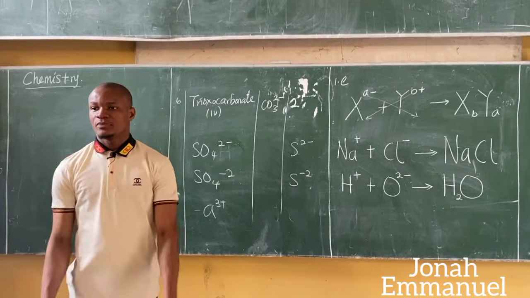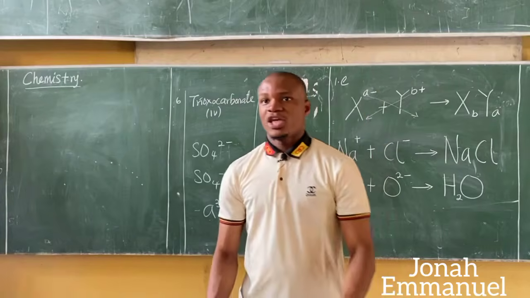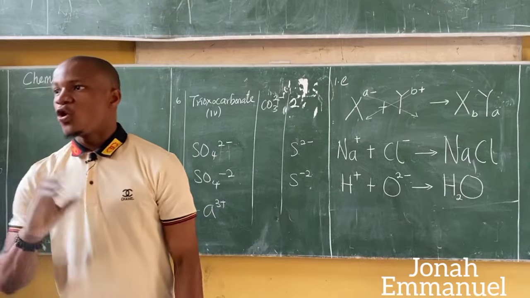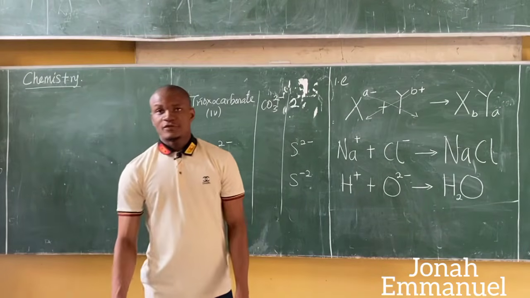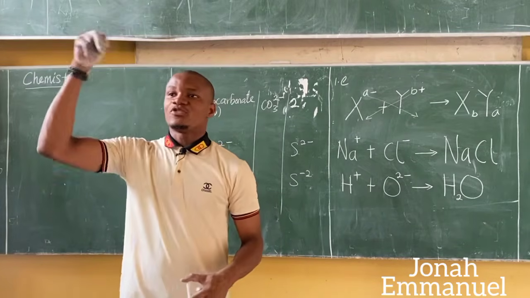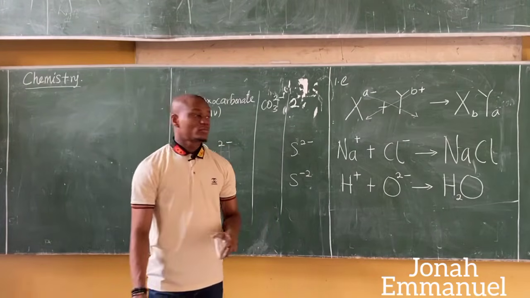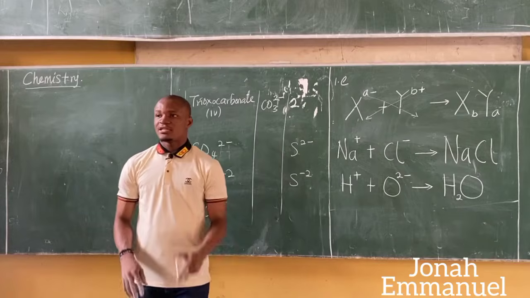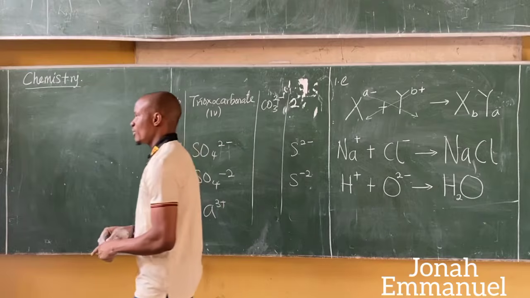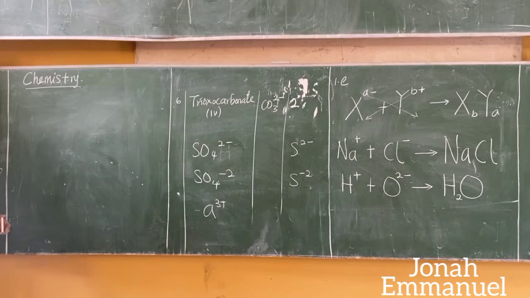Let's proceed please. Next up, one line space, paragraph. If two ions of opposite charges have the same number, they cancel out.